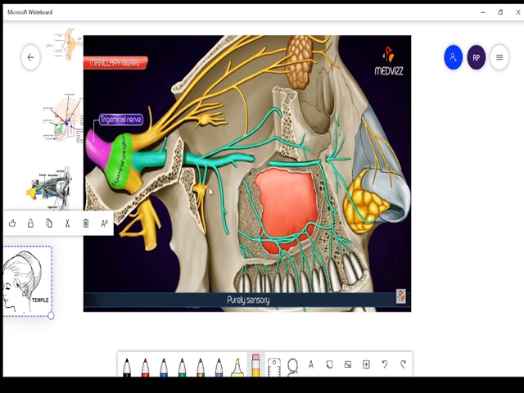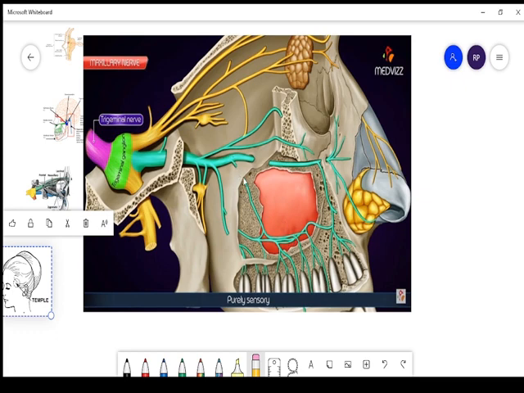Then I am coming here. This is the superior posterior alveolar nerve. It comes down along the posterior part of the maxillary bone and enters into the maxillary sinus through the foramens and supplies the mucous membrane of the maxillary sinus and then joins to the superior dental plexus and supplies the molar teeth and upper gum.